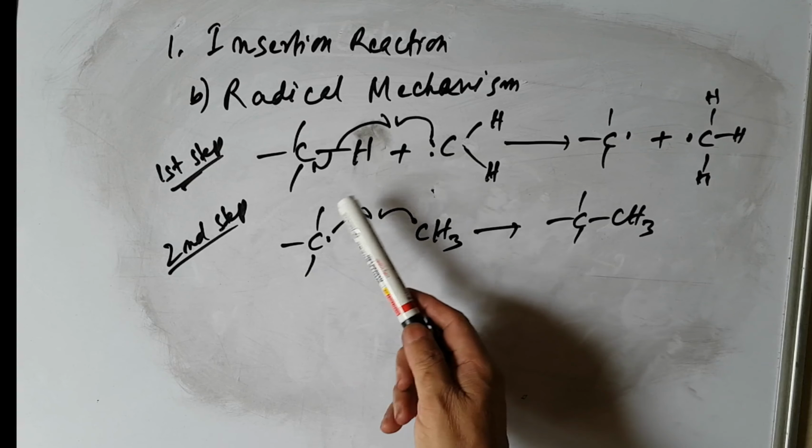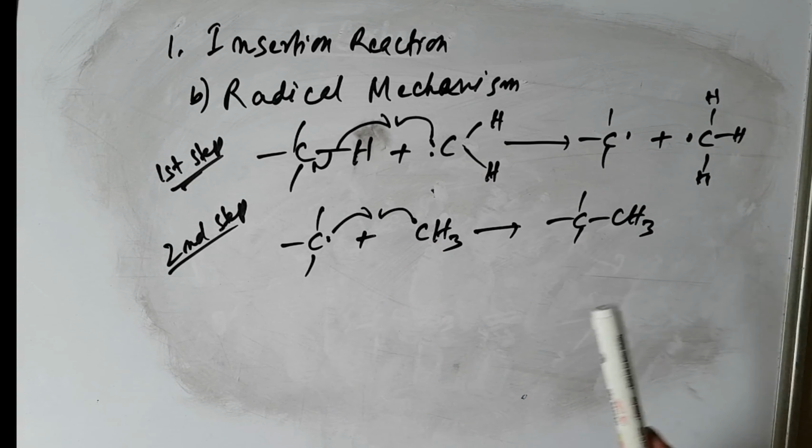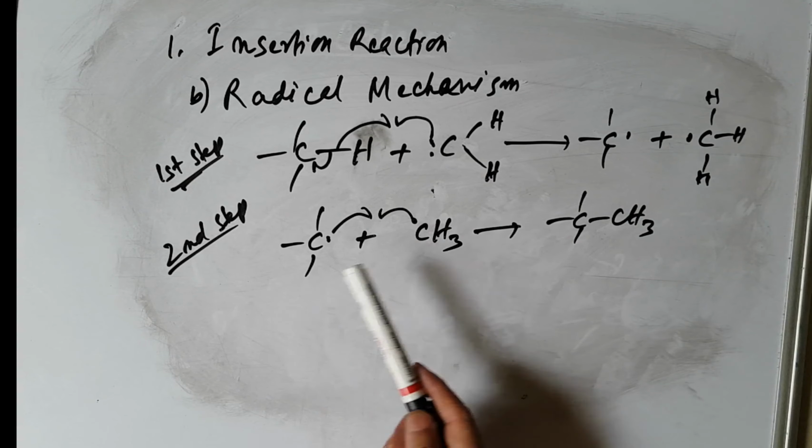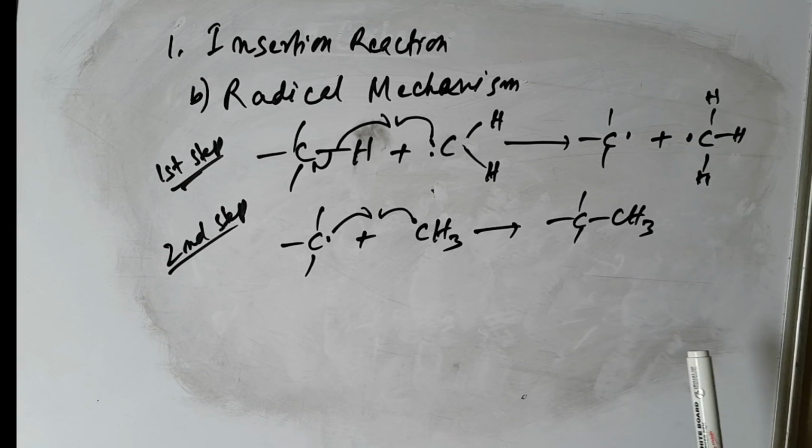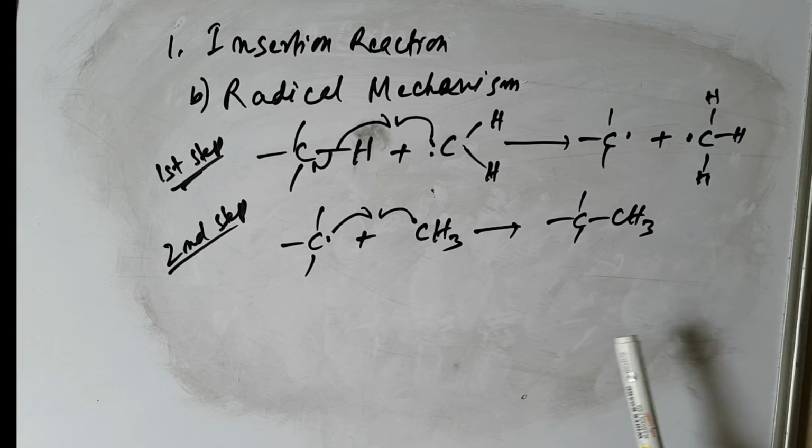First step is formation of two radicals like this, and then the termination, two radicals are combined together to get this. So this is about insertion reactions of carbene to C-H bond. You can have two types of insertion reaction of carbenes: one is concerted mechanism, another one is radical mechanism.